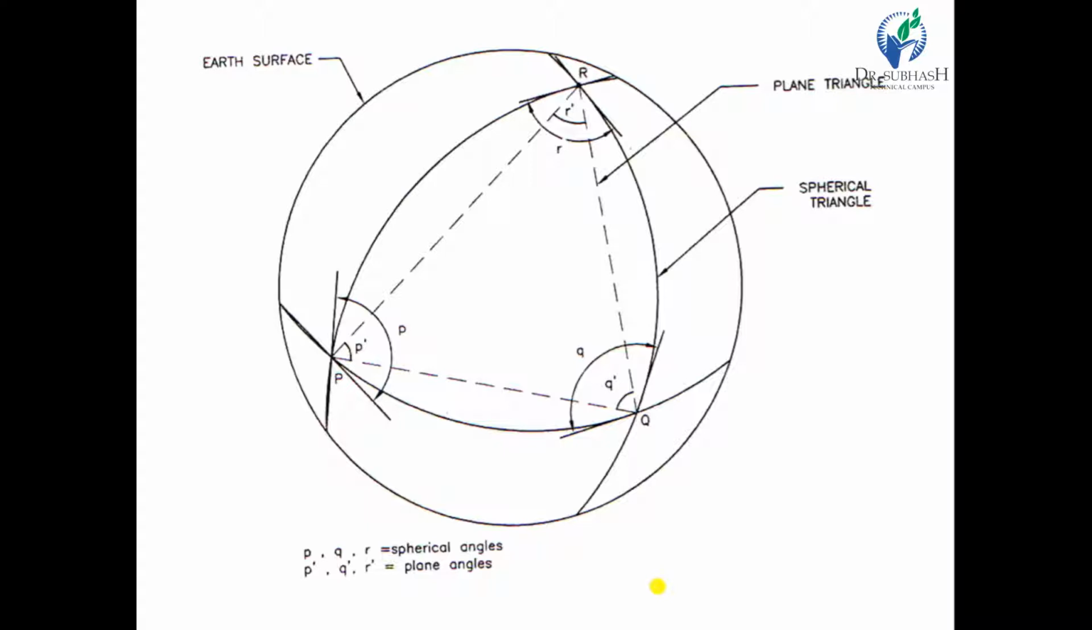Here is the Earth surface, the plane triangle, and the spherical triangle. Generally, we consider the Earth's surface as a plane, so connecting three points gives a triangle. But if you are using geodetic surveying for a larger area, we have to use its curved shape, and the area becomes larger compared to the linear measurement.